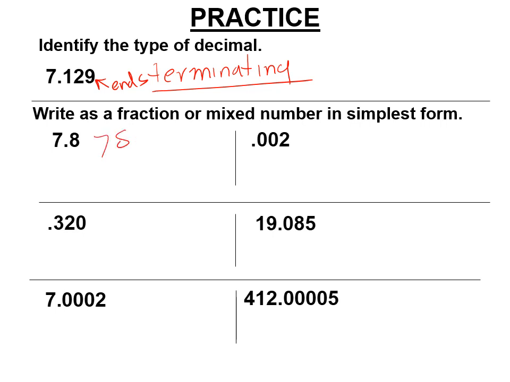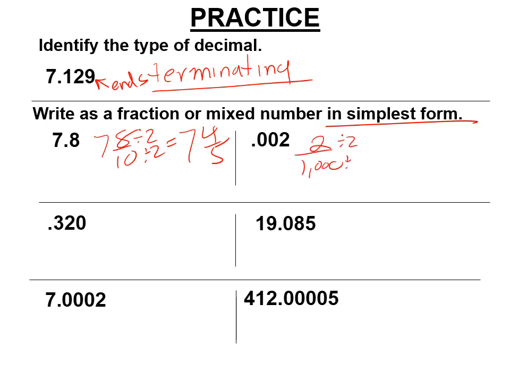All right, so then this is 7 8/10, but it's not in simplest form. And truthfully, I didn't even need to write that in the instructions. You have an answer, you're not writing it in anything but simplest form. 7 4/5. That's 2 thousandths. Well, we can divide both of those by 2, and you get 1/500.